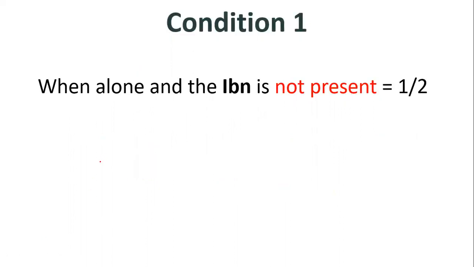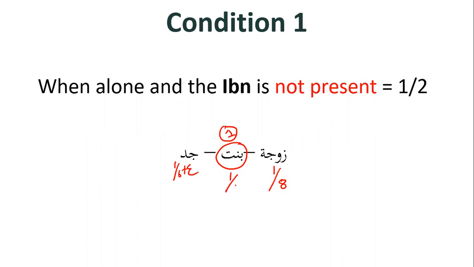Another example for condition number 1. Again, the condition reads, when alone and the Ibn is not present, then the Bint will receive half of the inheritance. So again, let's do the Al-Furud that we've covered so far. We've covered the Zawja, and we know that the Zawja will get 1/8. And we know that the Jad will get 1/6 plus Asaba. Over here, you can see that there is only one Bint, and the Ibn is not present. So the Bint will receive, very straightforward and easy, half of the inheritance. So that's condition number 1: when alone and the Ibn is not present.